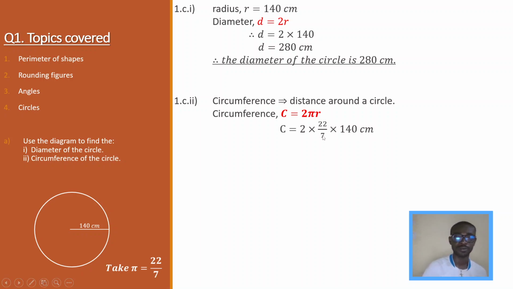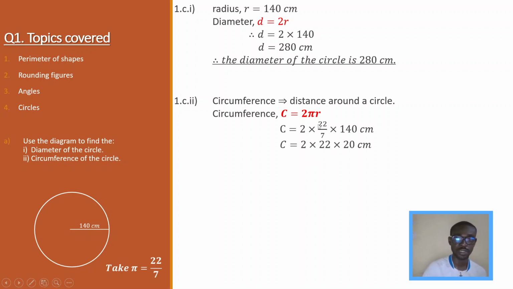Now, we have 7 as a denominator here. Can I use this 7 here to cancel the 140 that we have here? 7 will divide 140 how many times? So you use 7 to cancel 14. When you use 7 to cancel 14, you get 2. Then you use 7 to cancel 0, then you get 0. So it means 7 will divide 140 20 times. So that is what we have here.